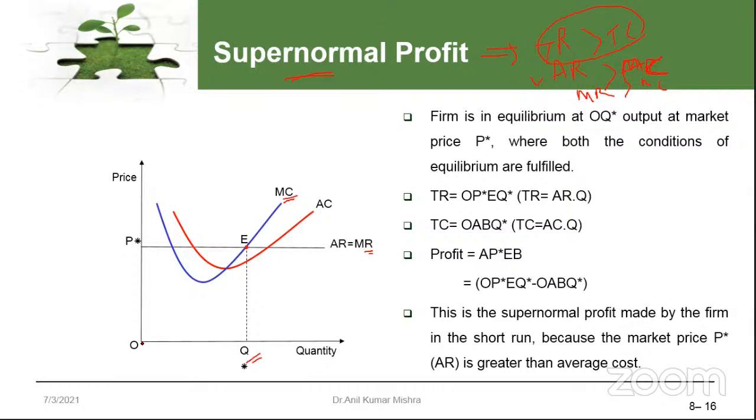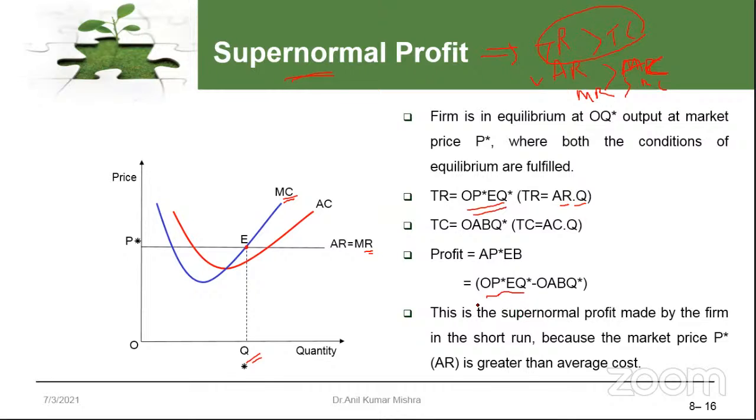Now what is the total revenue? Now OP into OQ, total price into quantity. Okay, that is called the total revenue. So OPEQ is the total revenue. So this is the price, average revenue into quantity. That is OP into EQ. That is the total revenue. Or you can say the area OPEQ is called the total revenue.